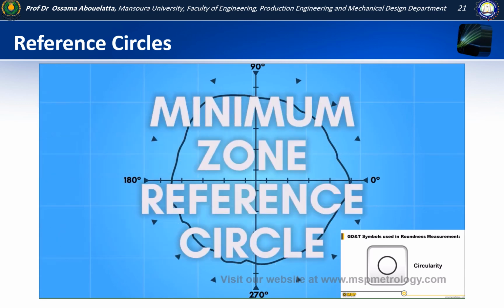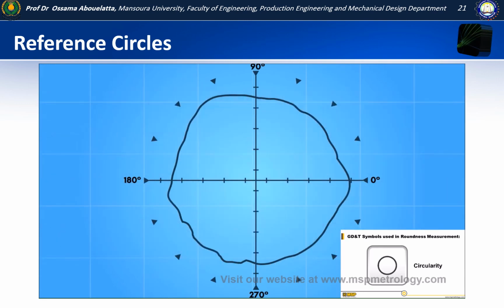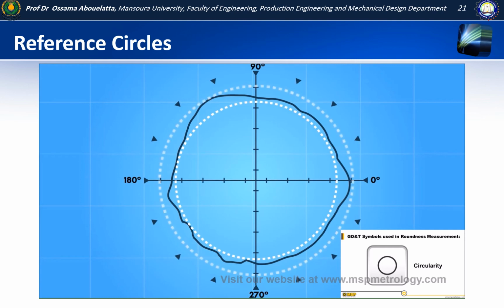A minimum zone reference circle is derived by first calculating the smallest circle that can fit inside of the measured data. Next, the smallest circle that can encompass the measured data is calculated. The out of roundness is given by the radial separation between these two circles that enclose the data.